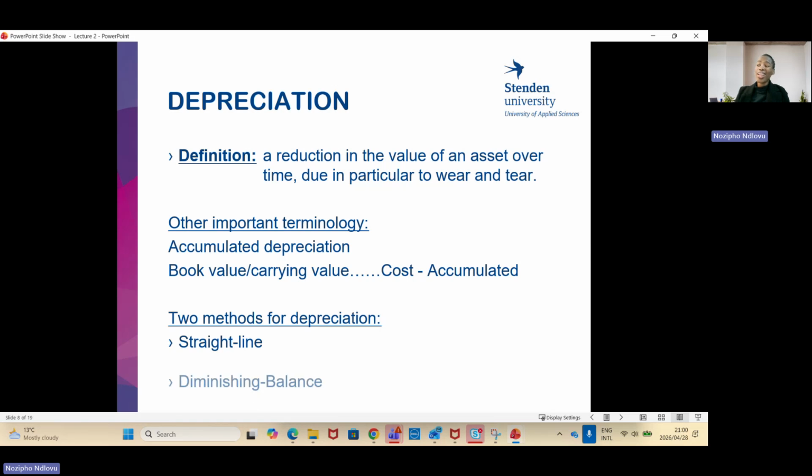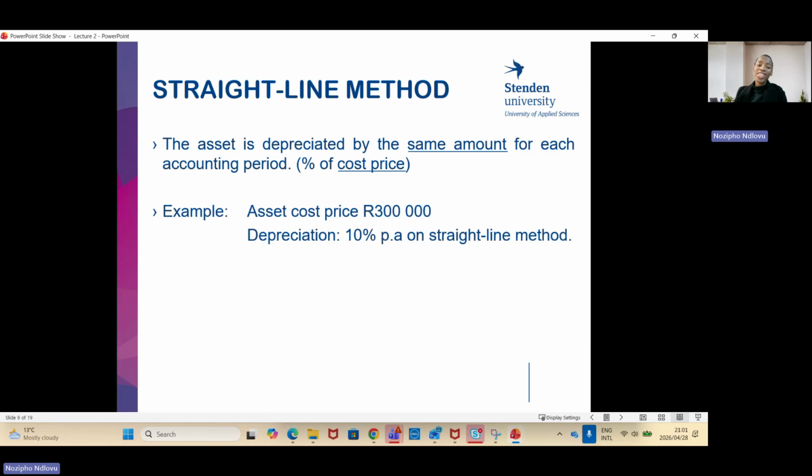So we have a straight line method and we have a diminishing balance method when it comes to calculating depreciation. A straight line and a diminishing balance. So what is a straight line method? Like it says, it's just straight to the point. So here the asset is depreciated by the same amount for each and every year.